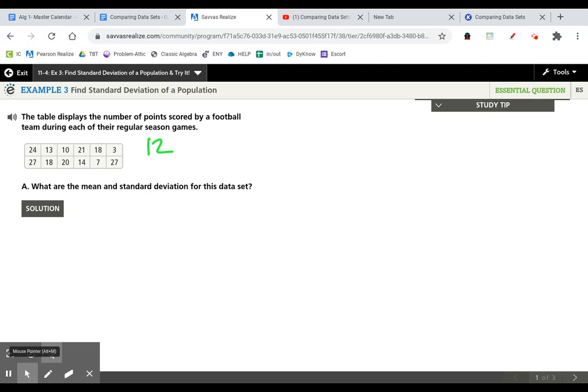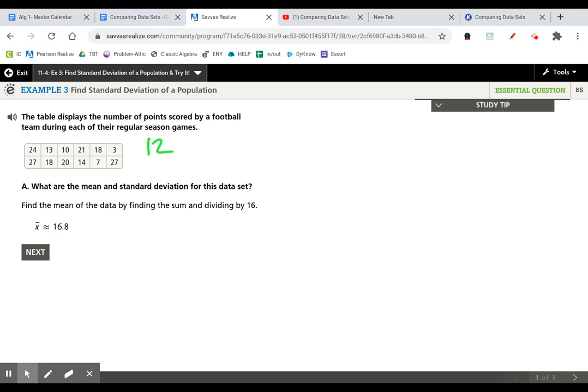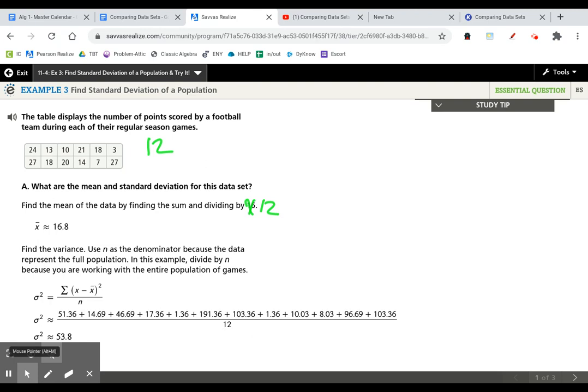Well, the mean, okay, add them all up, divide by 12. When we do that, it looks like I'm dividing by 16. Find the mean of the data, divide by 16. I don't think that number should say 16. I think that's a typo. I think that should say 12. It says next here, let's go ahead and check it. When we do that, we get 16.8.